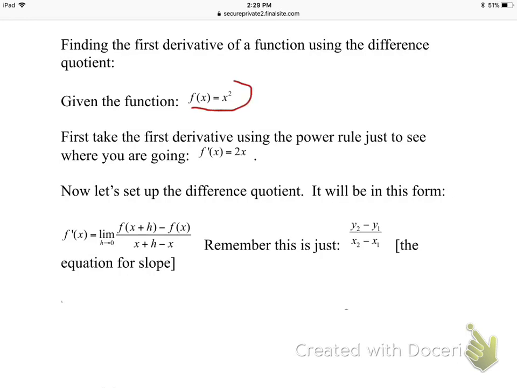Here's your function. Now you already know using the power rule that that derivative will be 2x. If you can figure it out using the power rule before you start the difference quotient, I would highly recommend that, because then you know where you're going. So remember, this is your difference quotient. You're taking the limit as h goes to 0 of y2 minus y1 over x2 minus x1. This is just a fancier way to write that, but it's the same thing. Okay, on the next page we'll actually start doing that.